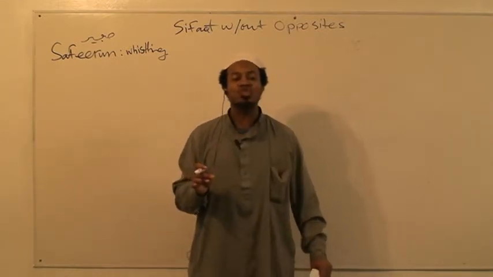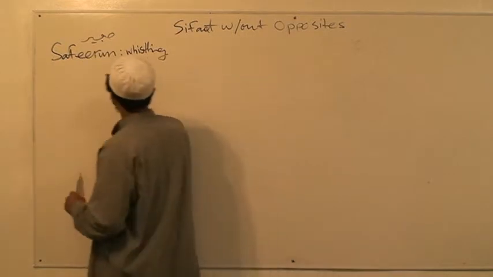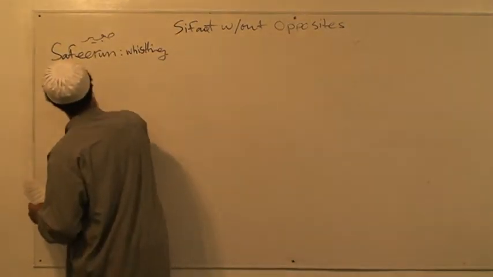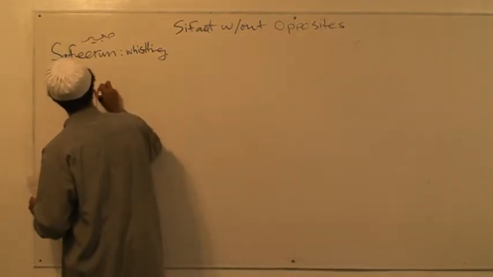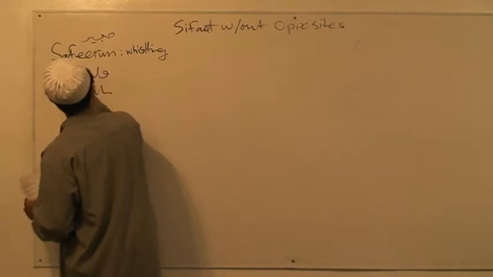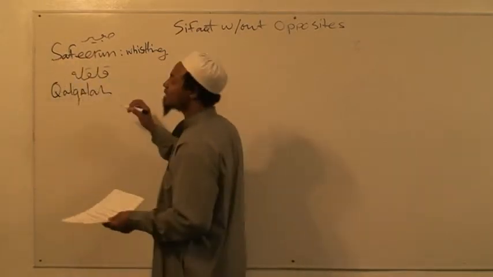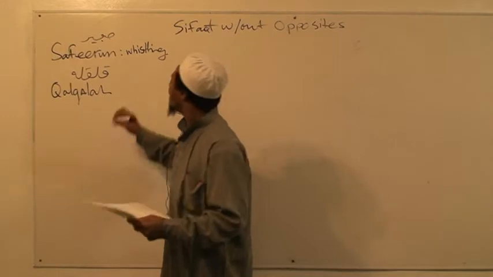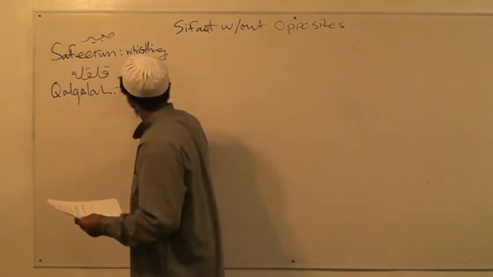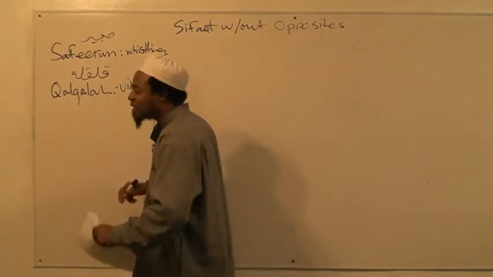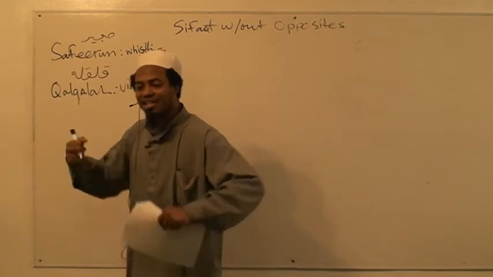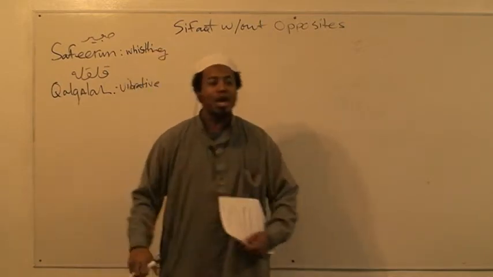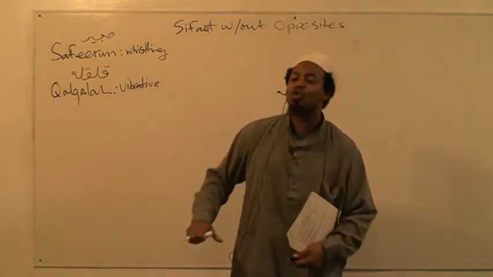So you say as. The next one is qalqala. Say qalqala. Qalqala. And qalqala is a vibrative sound. It's vibrative, okay? Meaning it repeats itself, like the beating of a drum. It's that sound that you hear when you have kutib jad.